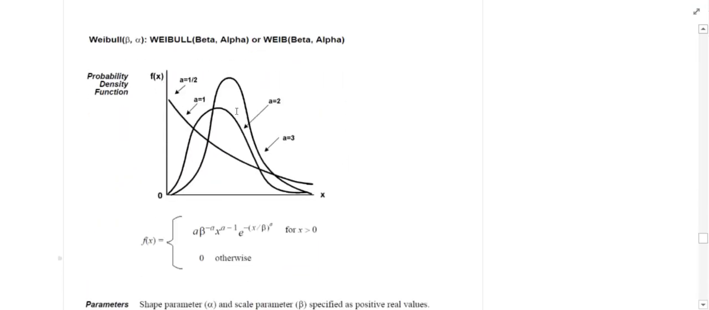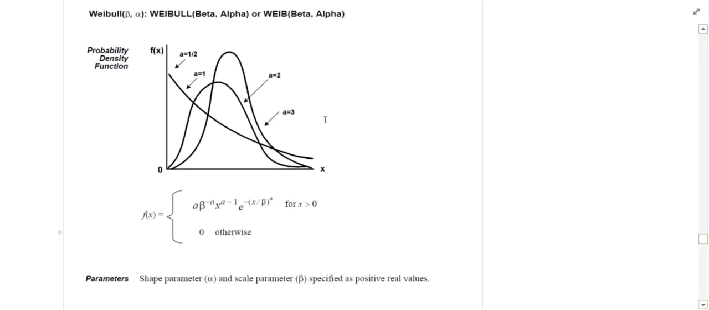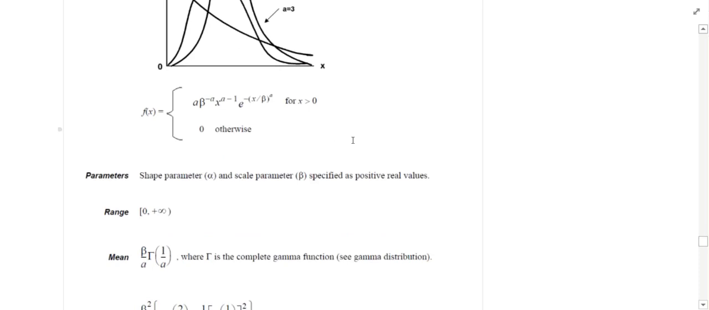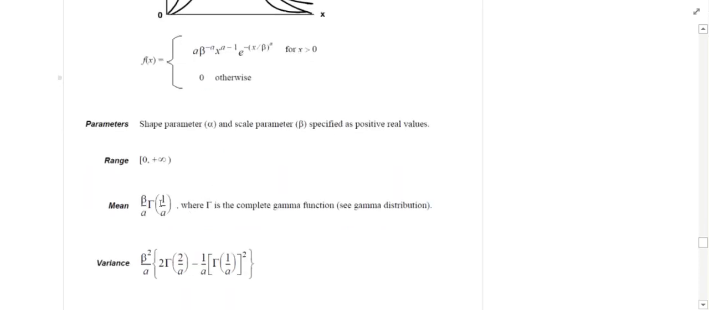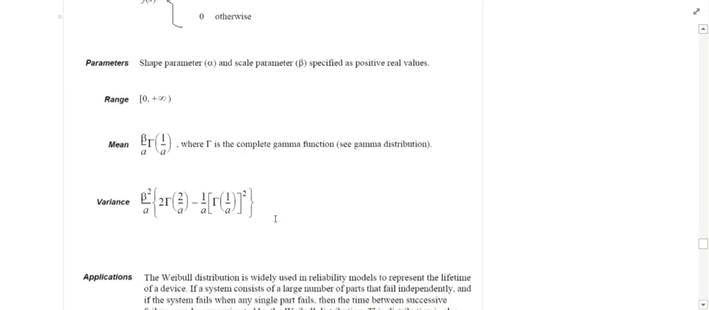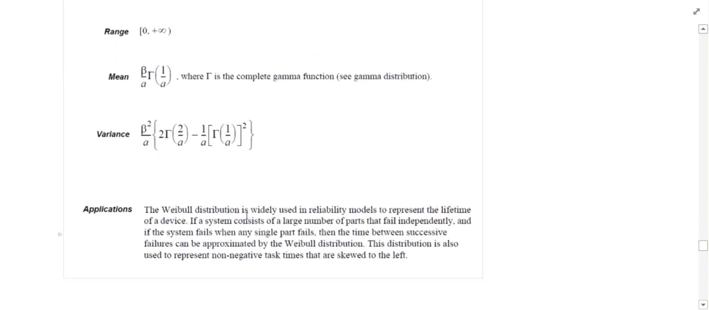And again, using the ARENA nomenclature, you've got the Weibull call, and then the beta and alpha parameters are plugged in, the shape parameter and scale parameter. And again, these are positive real values. Our range is only positive, 0 to positive infinity. You can see the mean and the variance is calculated here as well. So again, it's a widely used distribution in reliability models. It's very useful to represent the lifetime of a device.